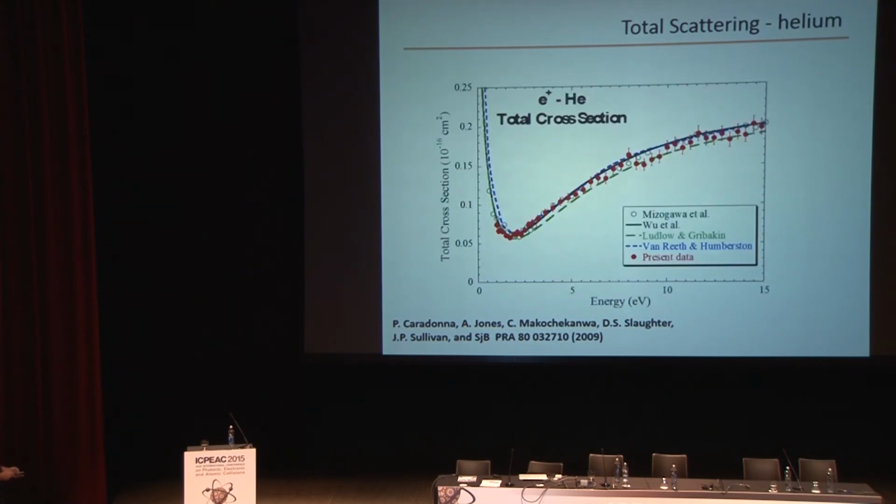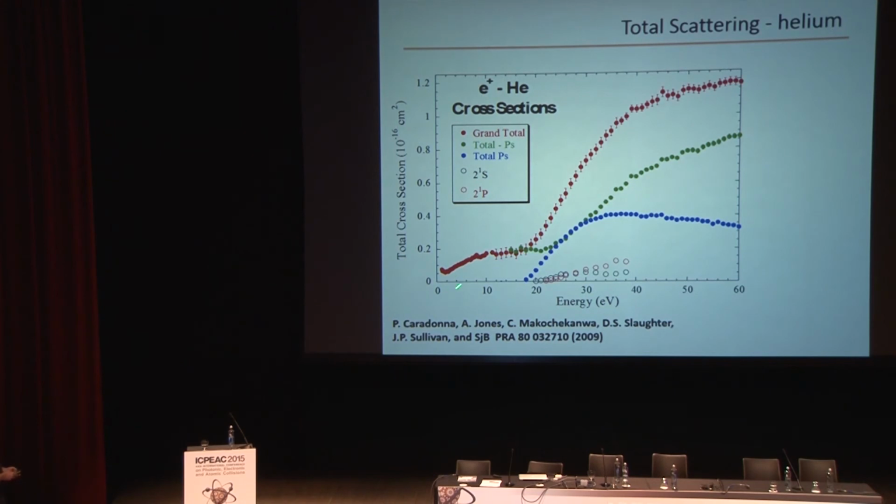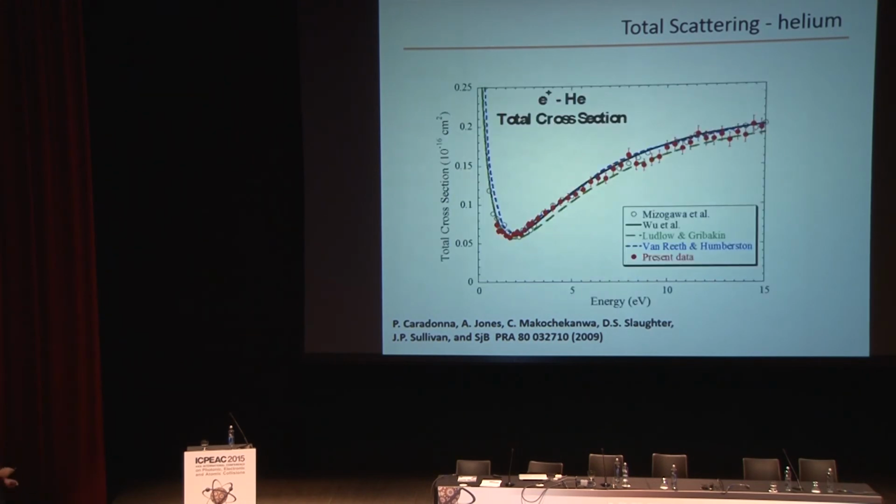If we take a closer look at this area, the Ramsauer-Townsend minimum, and compare with 3 recent theories, or actually one of them's not so recent, but 3 of the best theories going around, which are the close coupling calculation, a many-body theory calculation, and a variational calculation, we see essentially perfect agreement between experiment and theory for this cross-section.